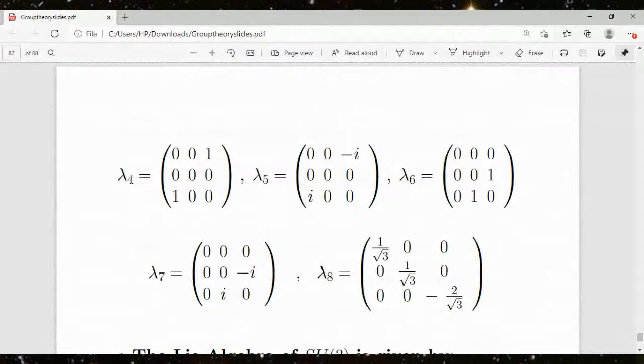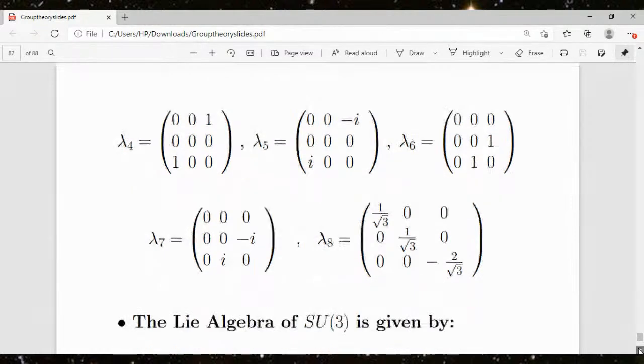Again, you can find that lambda 4, lambda 5, lambda 6, and lambda 7 are related to Pauli spin matrices. You can easily check the elements. However, lambda 8 in this representation has a different form. Lambda 8 is completely diagonal, and the diagonal elements are 1 over root 3, 1 over root 3, and minus 2 over root 3.